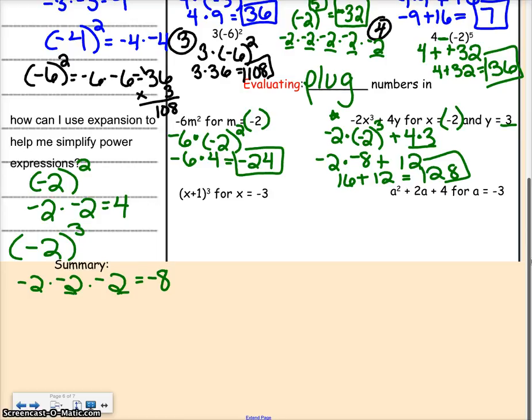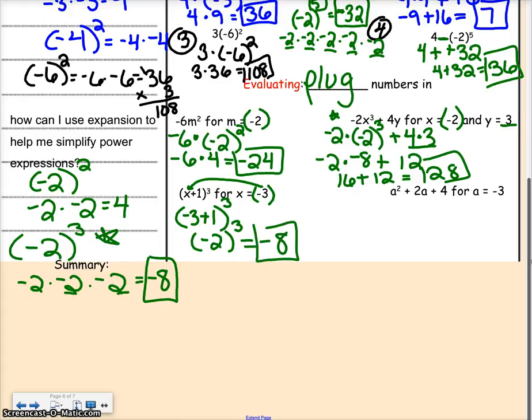Okay, next one. We have in parentheses x plus 1 cubed, for x is negative 3. So I'm going to put the negative 3 where the x is. Inside parentheses, I have negative 3 plus 1 to the third power. Negative 3 plus 1 is negative 2 to the third power. Hey, I just did that right there. I'm going to borrow that work. So I know that negative 2 cubed is negative 8. And I'm going to call it good.